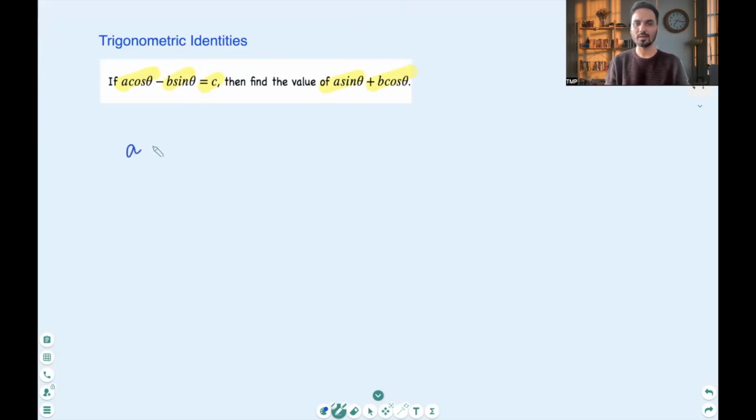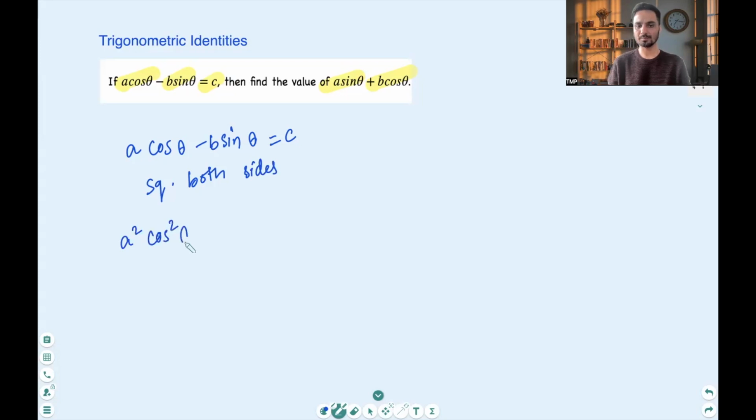We are given a cos theta minus b sine theta equals c. We'll try to manipulate this relation by using some algebra and try to get the required value. So if I square both sides here, we will get a square cos square theta plus b square sine square theta minus 2ab sine theta cos theta equals c square.